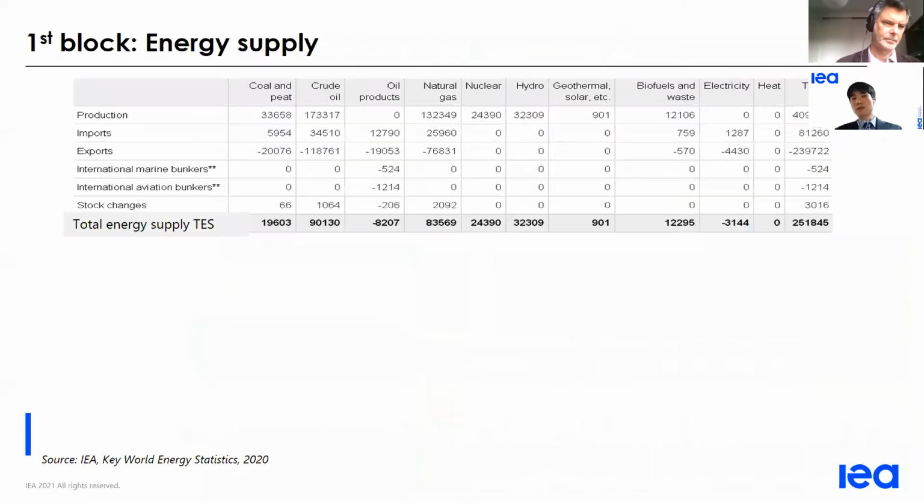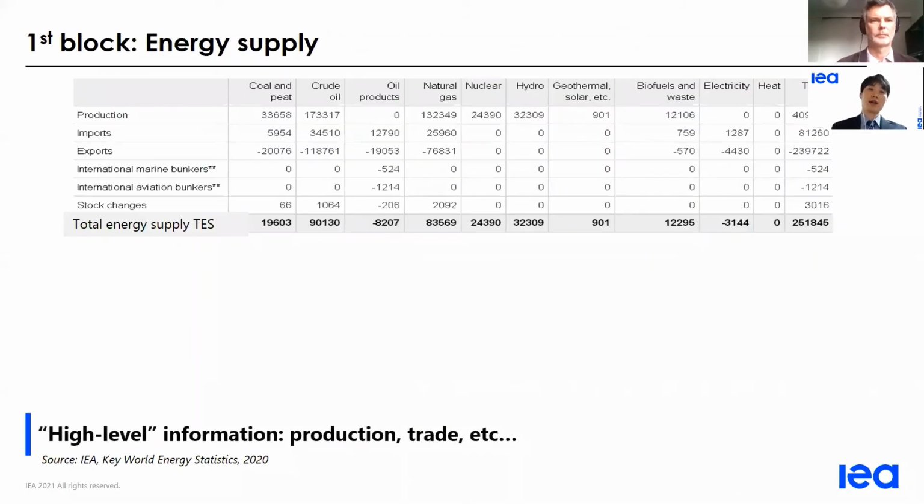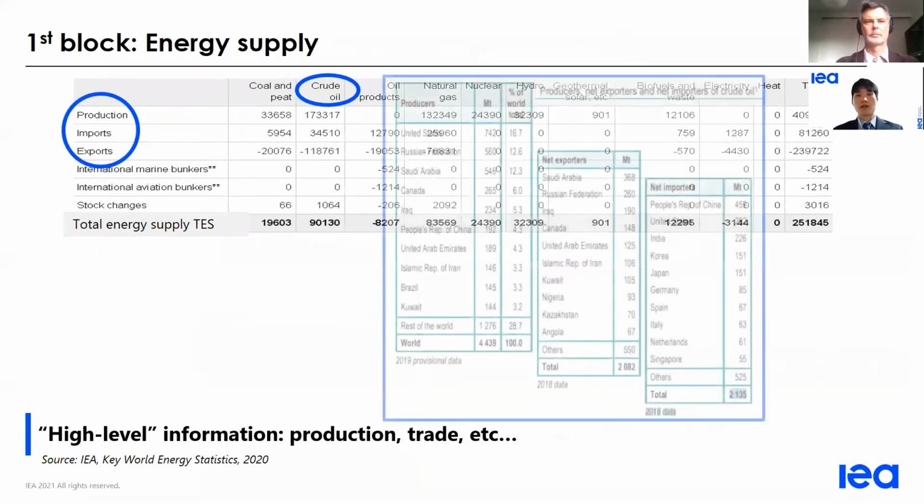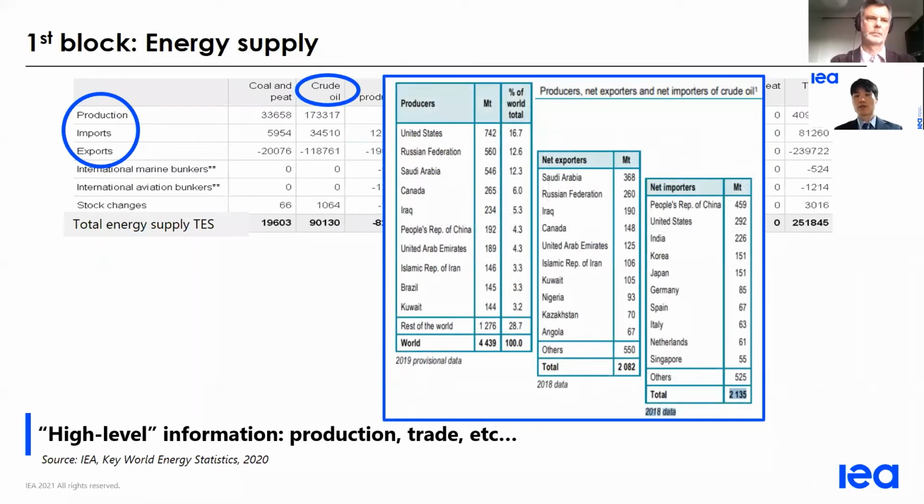So let's take a little more detail on the energy supply blocks. It is comprised of production, trade, and this is very high level information. So based on this, we can make a table. As you see here, this is the table from one of our products, Key World Energy Statistics. Based on production and trade data, in the case of crude oil, we can list the countries who are the producers of crude oil, who are the net exporters, and who are the net importers of crude oil.